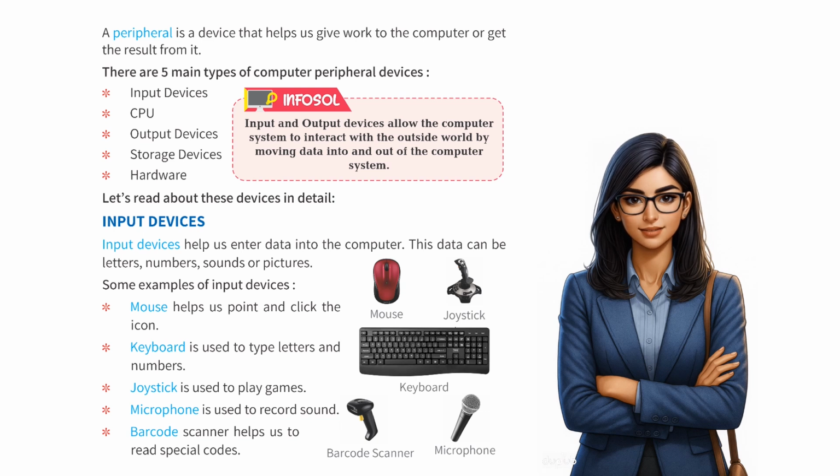Input devices. Input devices help us enter data into the computer. This data can be letters, numbers, sounds, or pictures. Some examples of input devices: mouse helps us point and click the icon. Keyboard is used to type letters and numbers. Joystick is used to play games. Microphone is used to record sound. Barcode scanner helps us too.